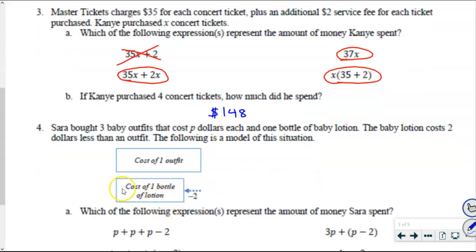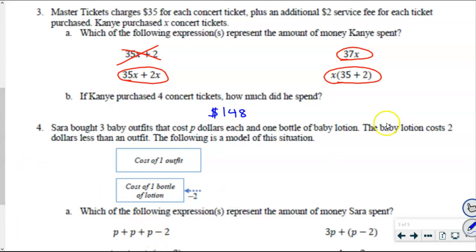All right, number 4 is also very similar, but I like how the model can help us make sense of the problem. Sarah bought 3 baby outfits. The cost is $P each, so we don't know what the cost is, but she bought 3 of them. Sarah also bought 1 bottle of baby lotion. The baby lotion costs $2 less than an outfit. So this model helps us see this is the cost of an outfit. The cost of lotion is the cost of an outfit, but it's shrunk by $2.